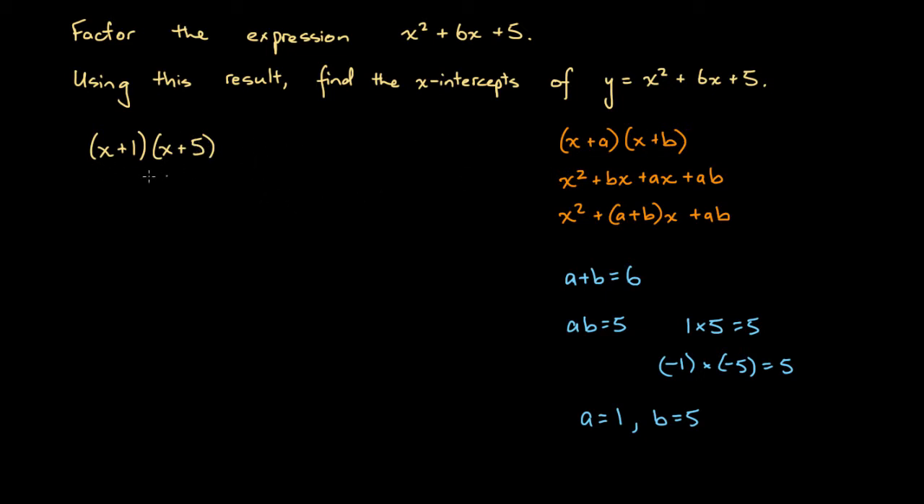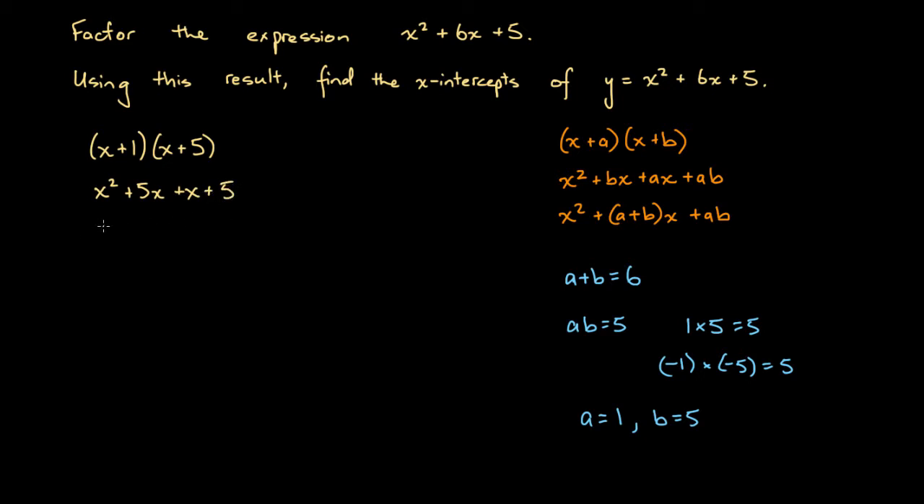If we were to expand this out, we would get the same expression. Let's just test it to see. If we expand this expression out, x times x is x squared. x times 5 is 5x, so plus 5x. 1 times x is x, so plus x. 1 times 5 is 5.